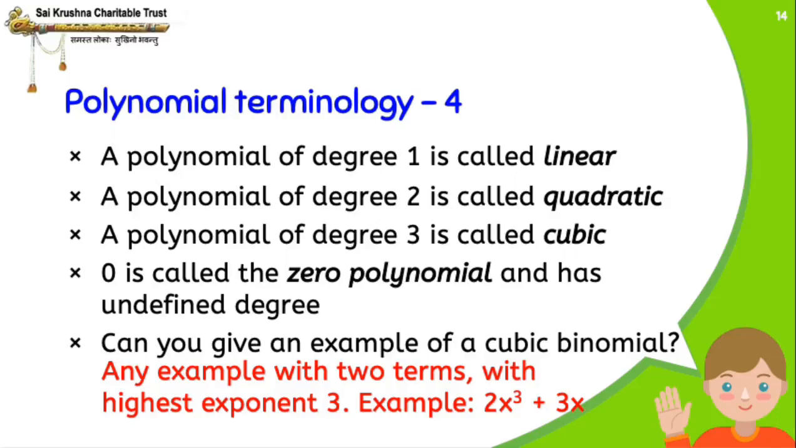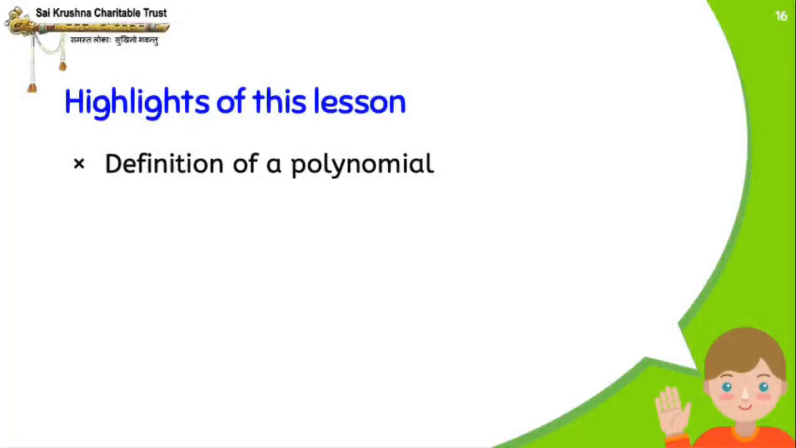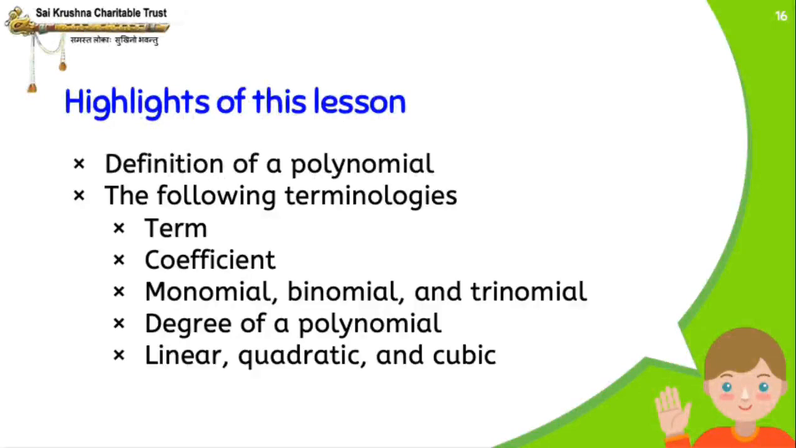Let us recollect what we have learned today. We have learned the definition of a polynomial. We have learned several terminologies like term, coefficient, monomial, binomial, trinomial, the degree of a polynomial, linear, quadratic, and cubic. Once you know all these terminologies, you'll be ready to do more operations on polynomials.